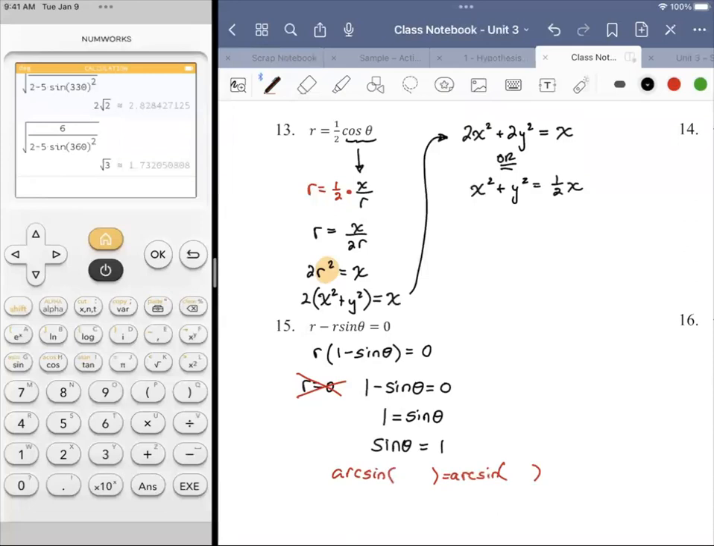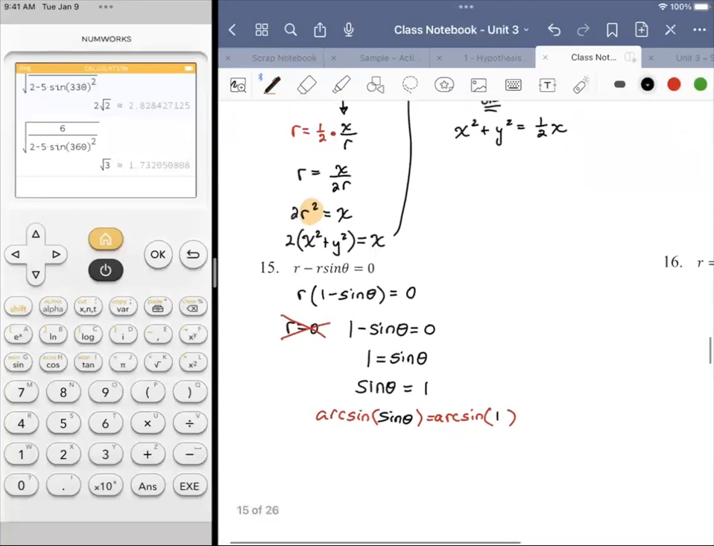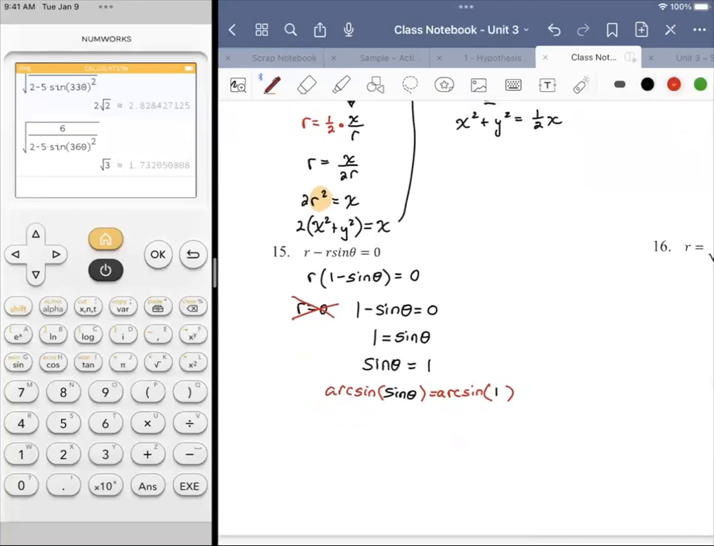I'm going to pop in the sine of theta. And this is one of the reasons why we learned about inverses, because we know that we could use this as a technique. Arc sine of sine is equal to theta. That's how we know they're inverses. Arc sine of 1 is equal to 90 degrees or pi over 2.